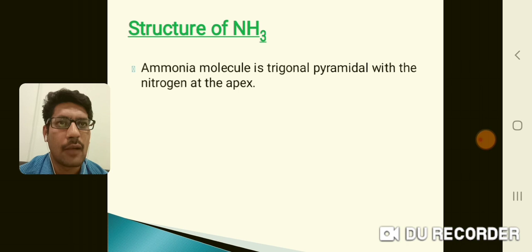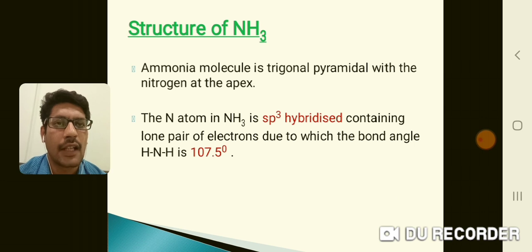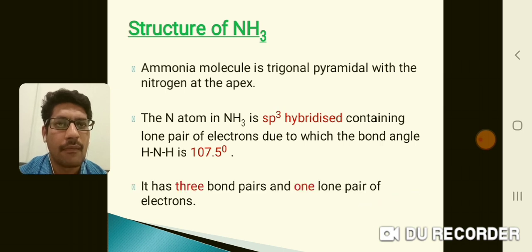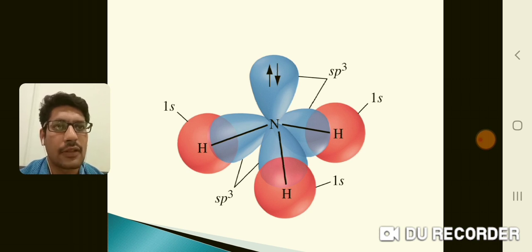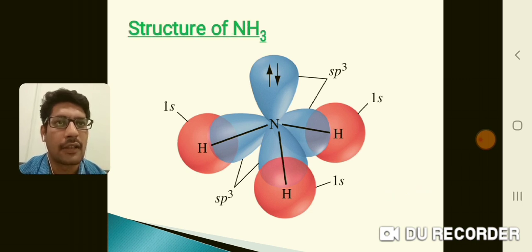Structure of ammonia. The ammonia molecule is trigonal pyramidal with the nitrogen at the apex. The nitrogen atom in ammonia is sp3 hybridized, containing a lone pair of electrons, due to which the bond angle becomes 107.5 degrees between H and H. It has 3 bond pairs and 1 lone pair of electrons. This is how ammonia actually looks, in which 1 lone pair of electrons and 3 bond pairs are present, because 3 N-H bonds are present. Due to lone pair-bond pair repulsion, which we know is greater than bond pair-bond pair repulsion, there is a decrement in bond angle.